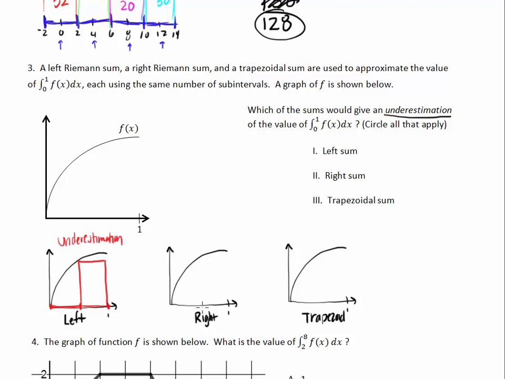All right, the right-hand sum, same thing. We'll do 2 subintervals of equal length. Right side of this first rectangle, so he's big, right? And this guy is also going to be big, not quite as much, but he's going to be an overestimation.